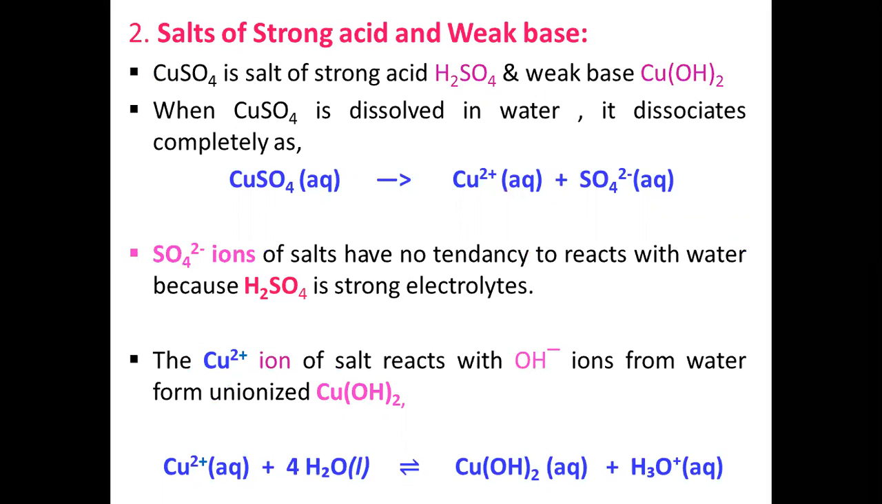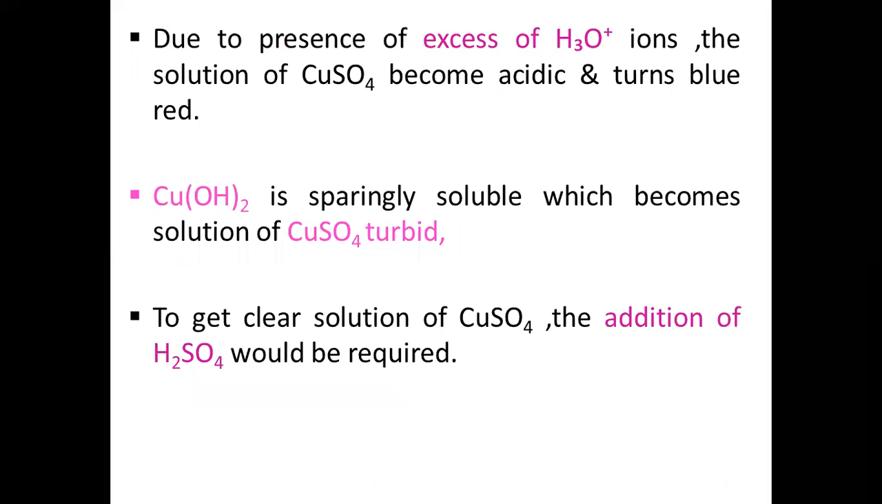But the weak component part, here the Cu, if it reacts with the OH minus ions from water, it forms Cu(OH)2, and Cu(OH)2 is a weak component, so it remains in the form of Cu(OH)2 in aqueous form, right? So it is obtained in the form of turbidity. To remove the turbidity, we have to add concentrated H2SO4. That means addition of concentrated H2SO4 would be required.